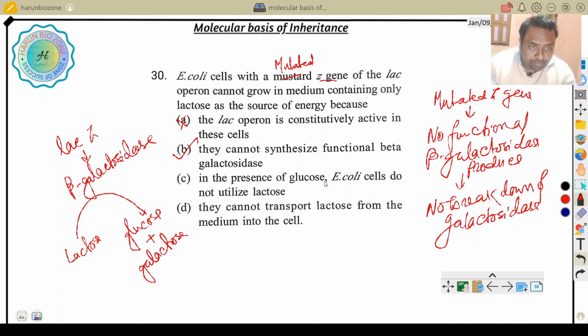In the presence of glucose, the E. coli cell does not utilize lactose. And they cannot transport lactose from the medium into the cell. This is the function of the transacetylase, that is the lac A gene.